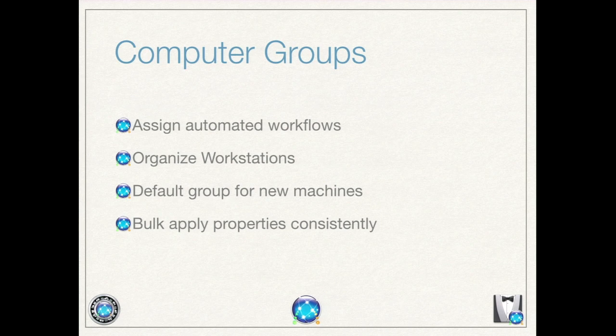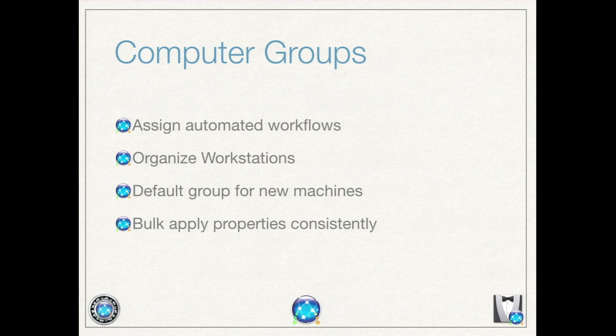This also helps you organize your workstations. So instead of just having a huge list of 400 machines in DeployStudio, you can separate them out into buildings and specific computer labs. You can separate them between faculty and staff, and so on. It also allows for a default group for new machines. So if you have a whole pallet that just showed up of 35 machines, it's very easy to boot them, hold down N, let them boot into your DeployStudio, and have them automatically assign themselves to a default group.